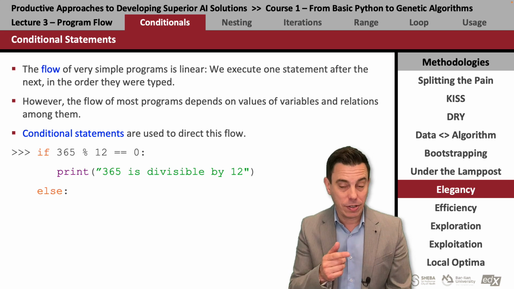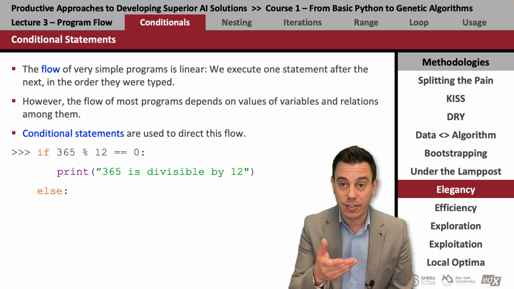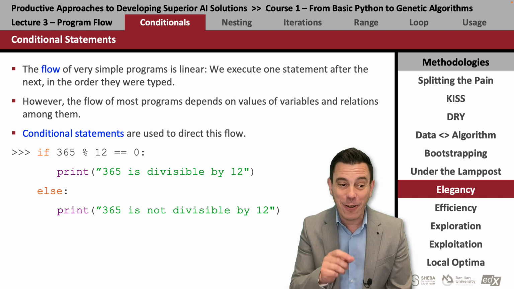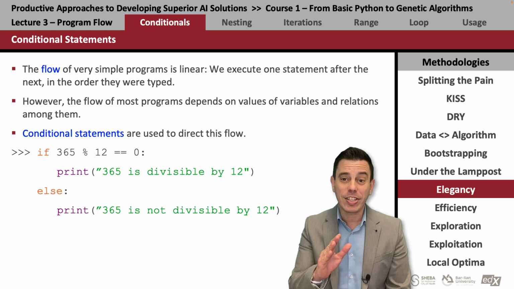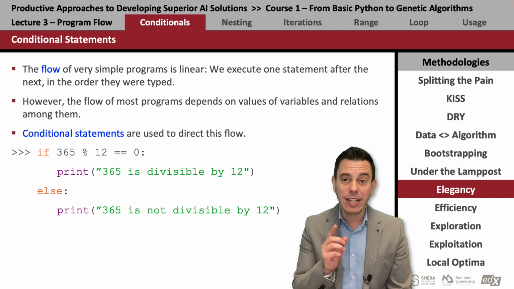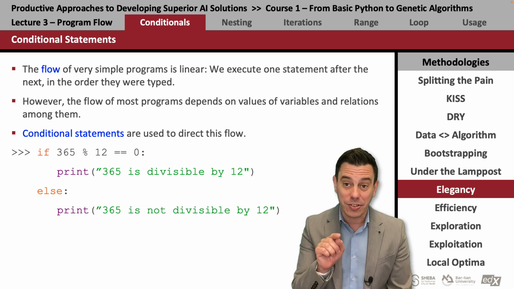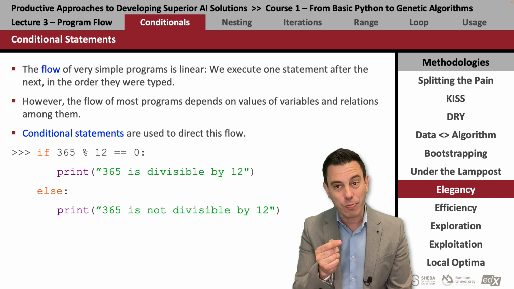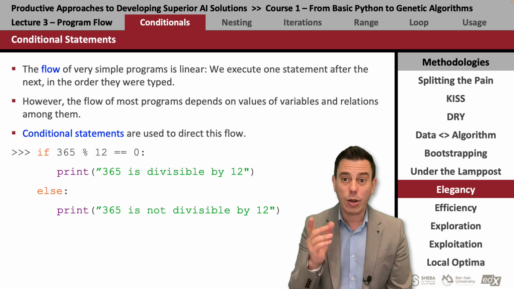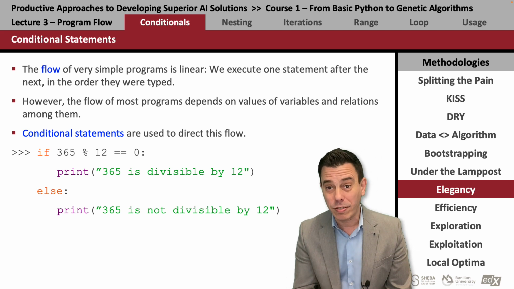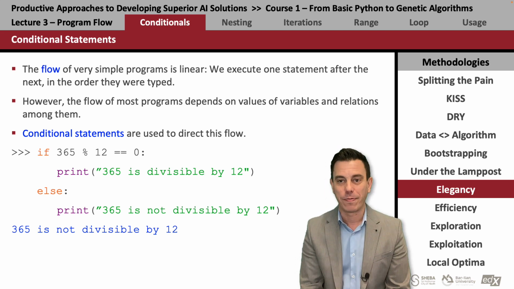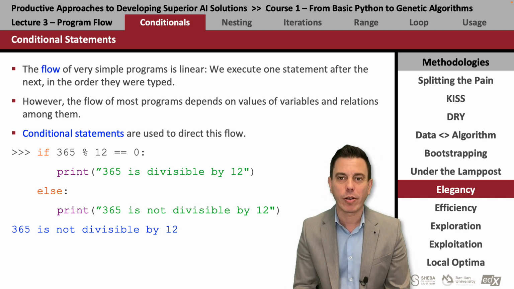Else, if not, if the remainder is more than 0, then we will print 365 is not divisible by 12. So here is the first way to direct the flow of a program. It's either the first print that will be executed or the second print that will be executed. In no way will it be both of them. What will be the result if we execute it? Of course, it will be 365 is not divisible by 12. That's why we have February.